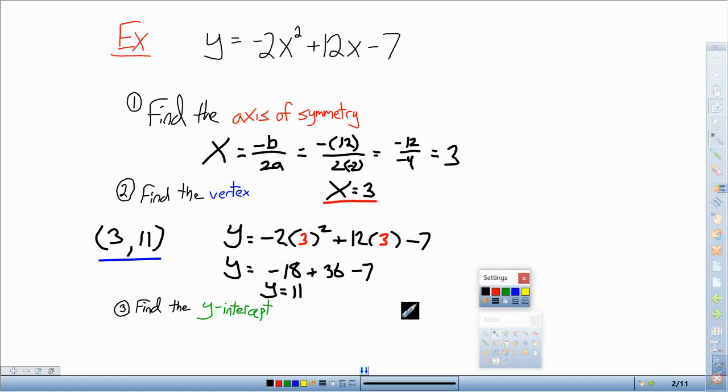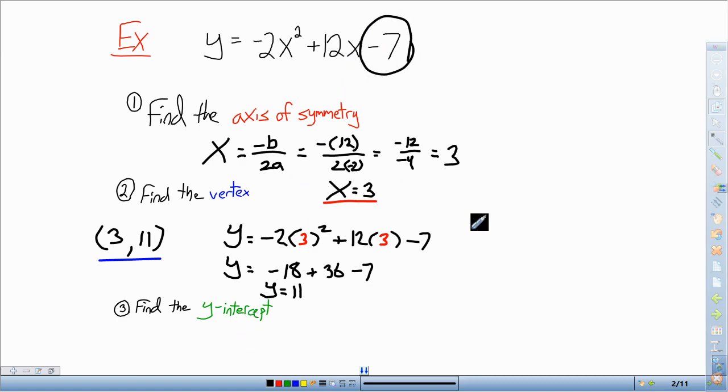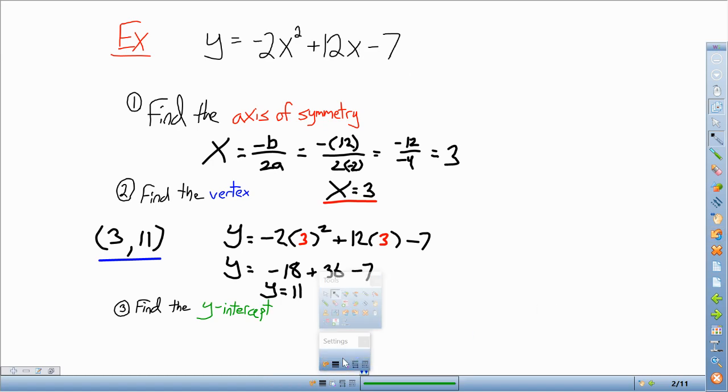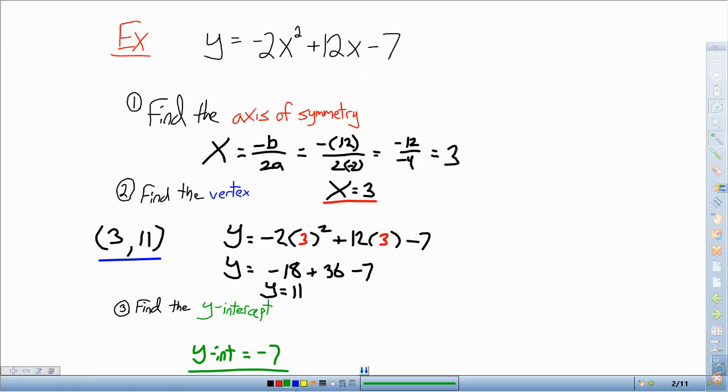Okay, last thing, my y-intercept. Where does my parabola cross the y-axis? It is my c value. All right, so the y-intercept is negative 7. Okay, and with these pieces of information, I can graph my parabola.